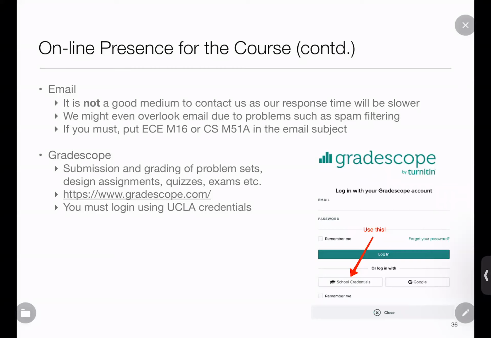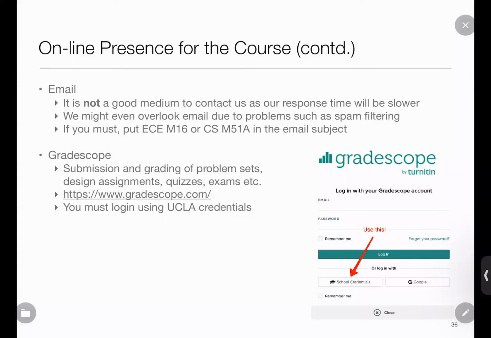Gradescope allows online problem sets, online quizzes, as well as auto grading capabilities. In this course, we do rely quite a bit on auto grading capabilities. So Gradescope we use quite a bit. You must log in using your UCLA credentials.